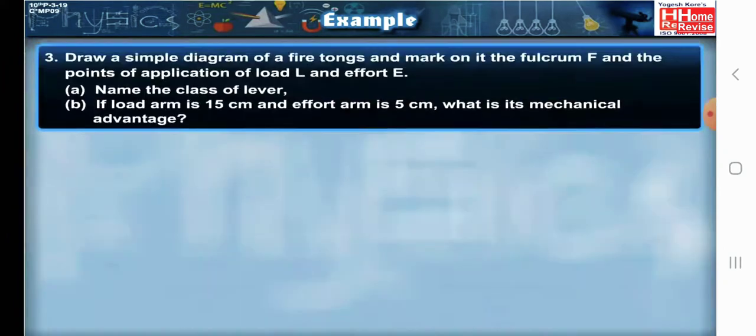Example 3. Draw a simple diagram of a fire tongs and mark on it the fulcrum F and the points of application of load L and effort E. A. Name the class of lever. B. If load arm is 15 centimeters and effort arm is 5 centimeters, what is its mechanical advantage?